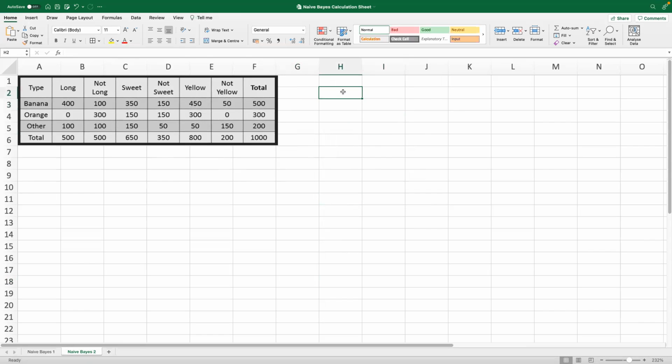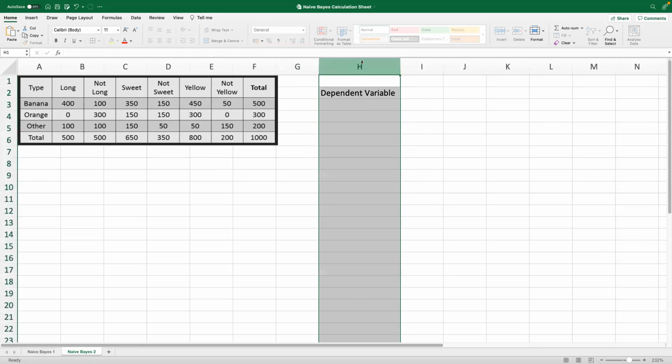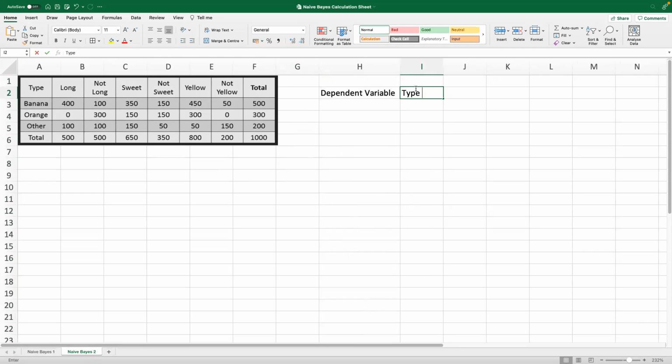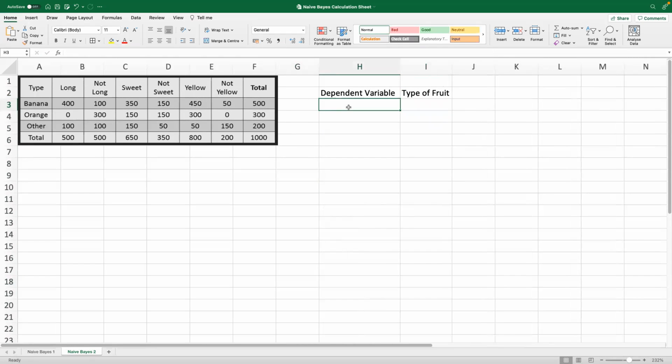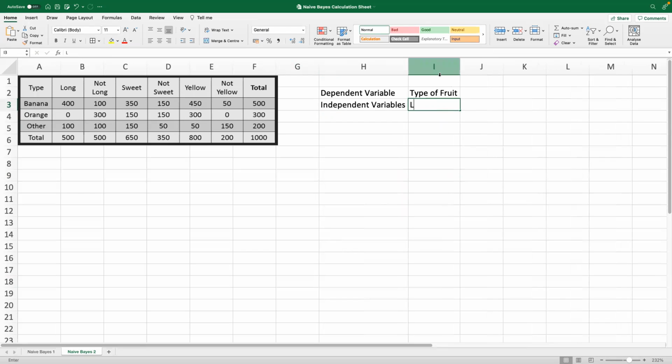Here, the dependent variable is what? Type of the fruit. The dependent variable is the type of fruit. The independent variables are long, sweet, and yellow. Long, sweet, and yellow are the independent variables.